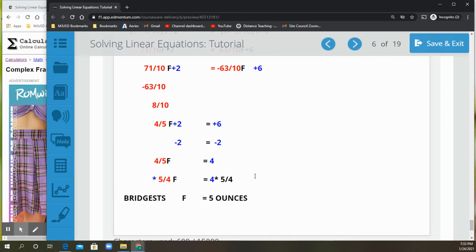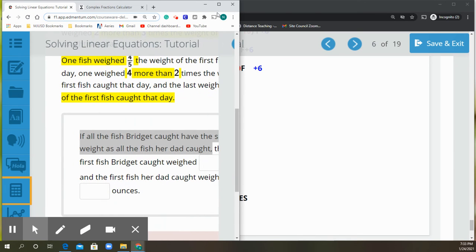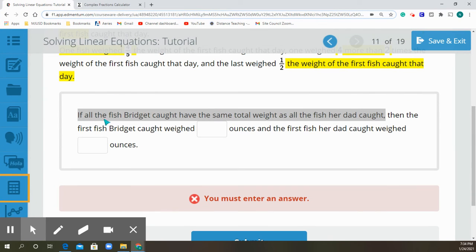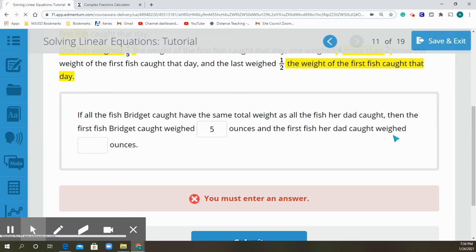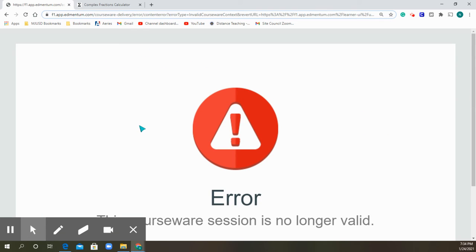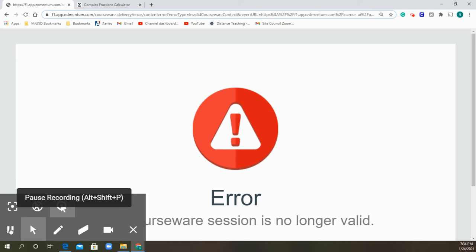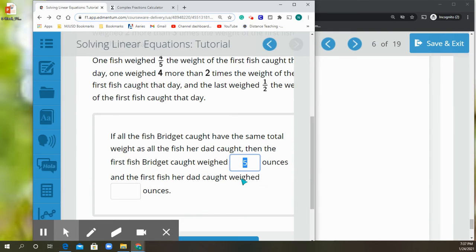All right, so now we know that she has 5 ounces for her first fish. So going back to the problem, if all the fish Bridget caught have the same total weight as all the fish her dad caught, then the first fish Bridget caught weighed 5 ounces. And the first fish her dad caught weighed how many ounces? Okay, now we have to go back. My course session is no longer valid. Okay, I'm back.